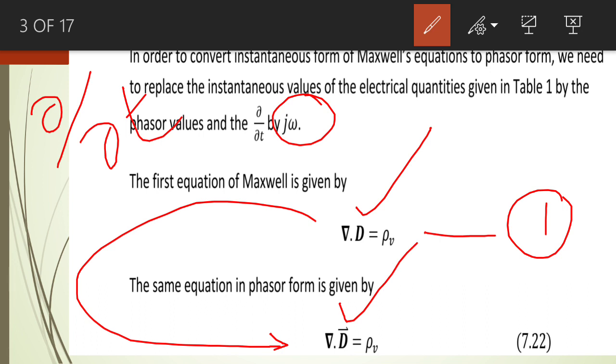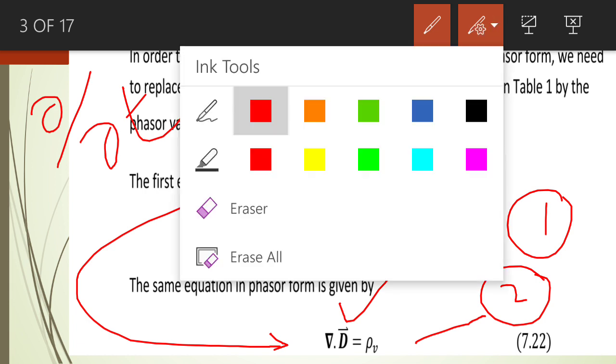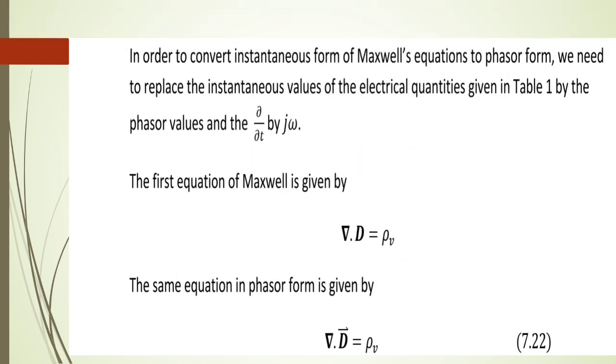So the divergence of the phasor value of the electric flux density is equal to ρv, and this is the phasor value or the phasor form of the first equation of Maxwell. So let us consider the second equation of Maxwell.